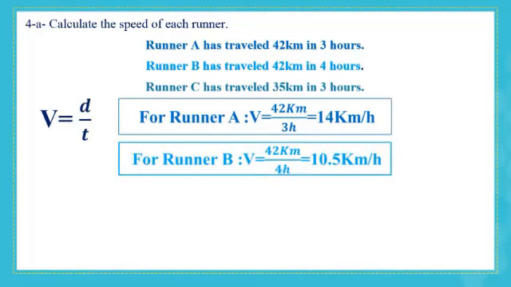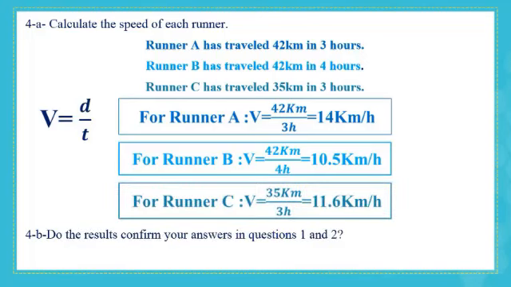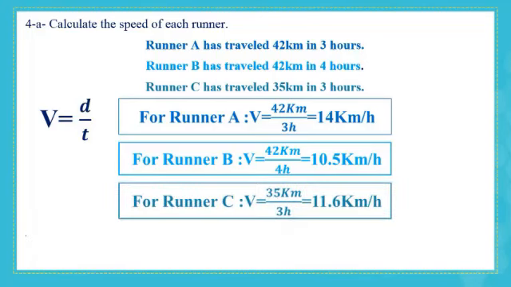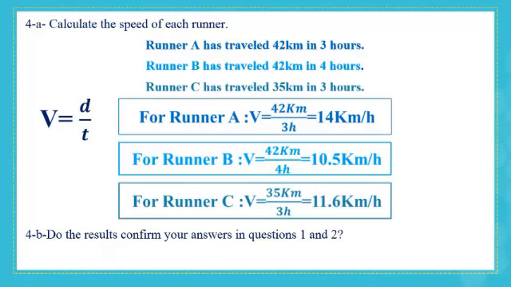Same method for calculating the speeds of runners B and C. Do the results confirm your answers in questions 1 and 2? Have a look at questions 1 and 2 again, where we mentioned that runner A is faster than runner B and also faster than runner C.